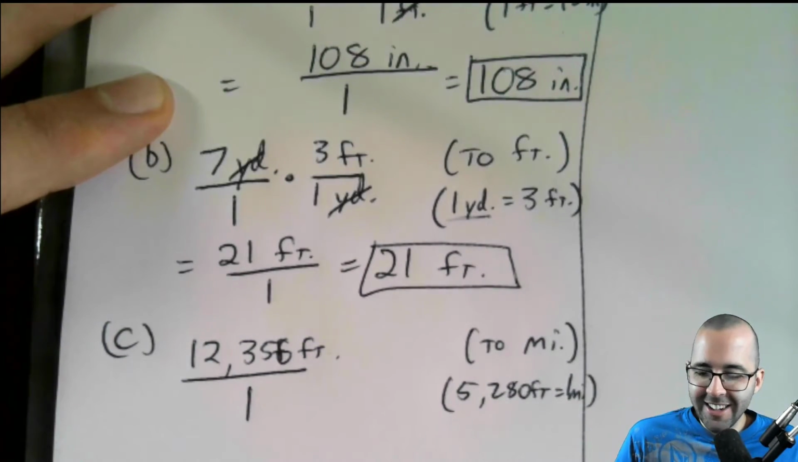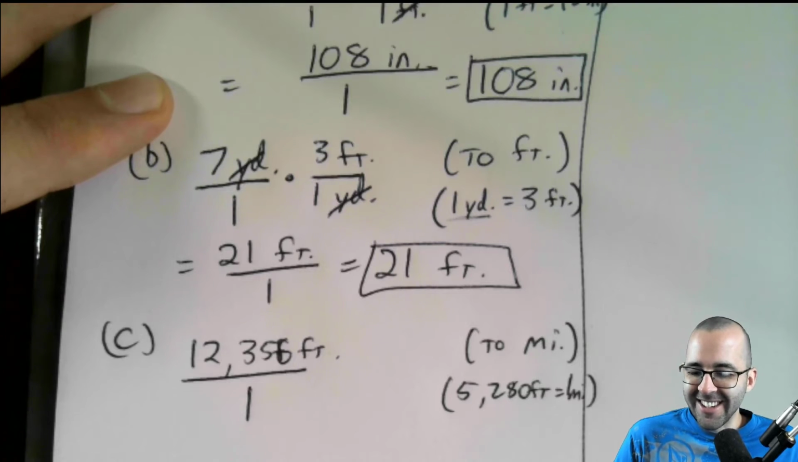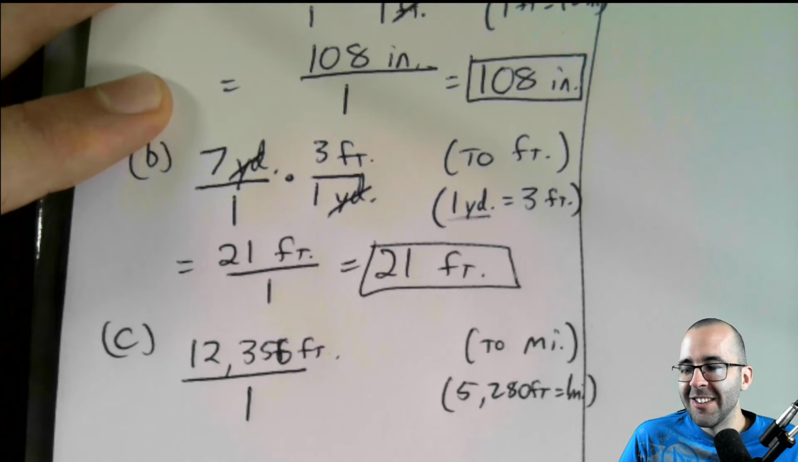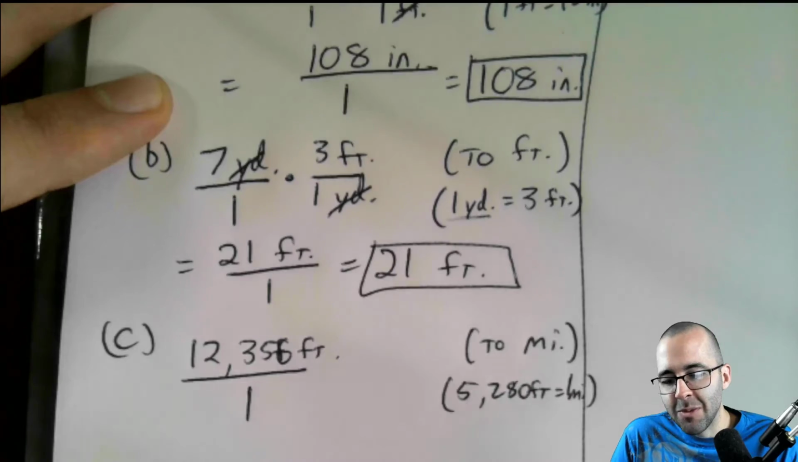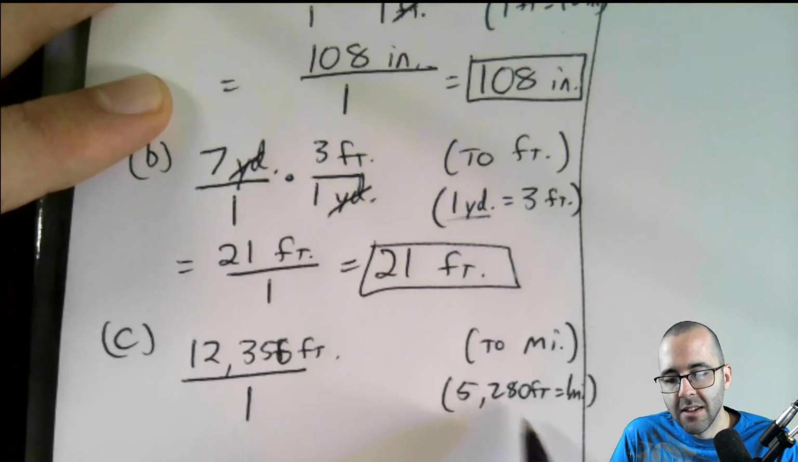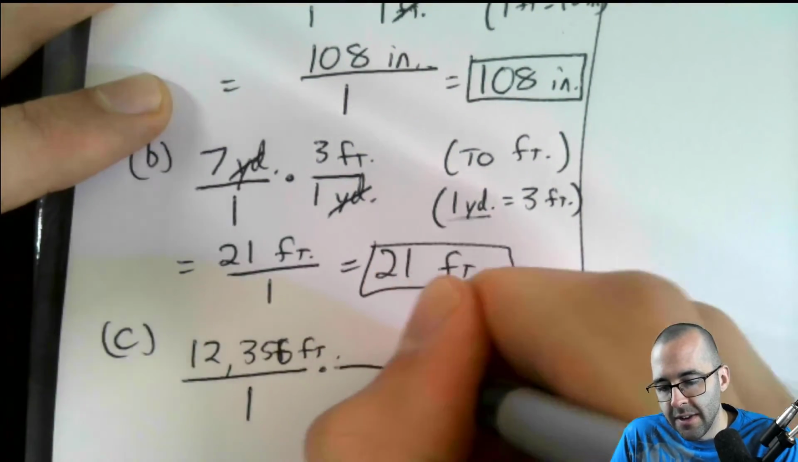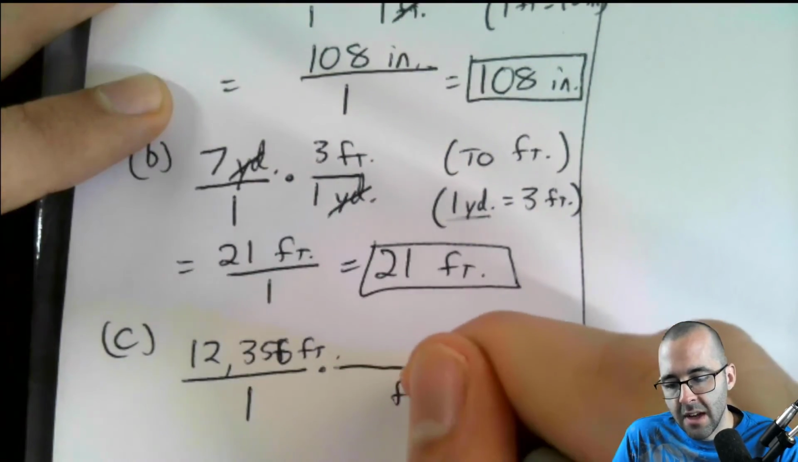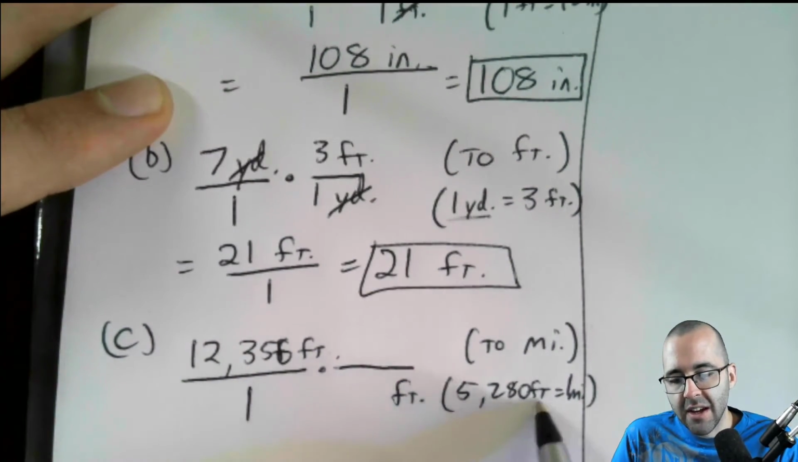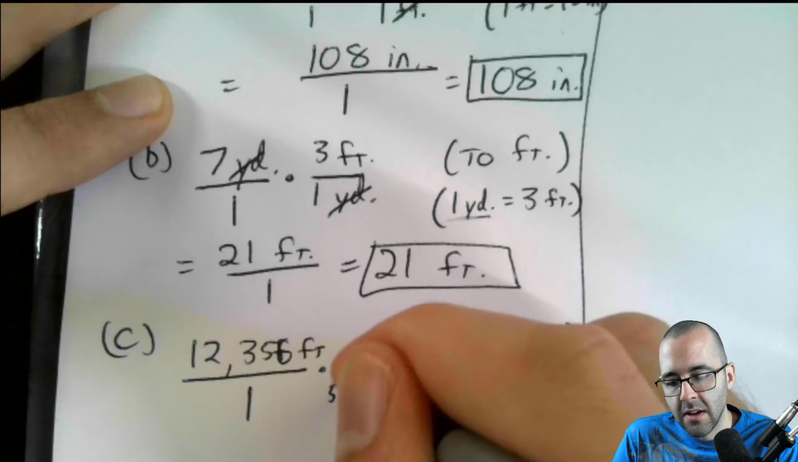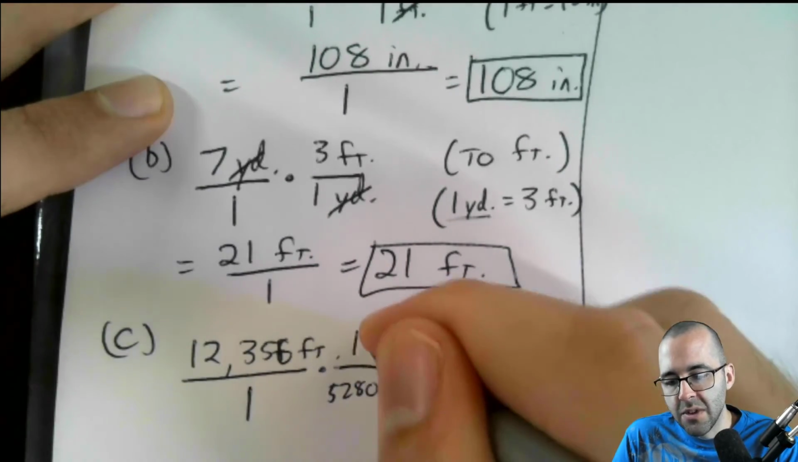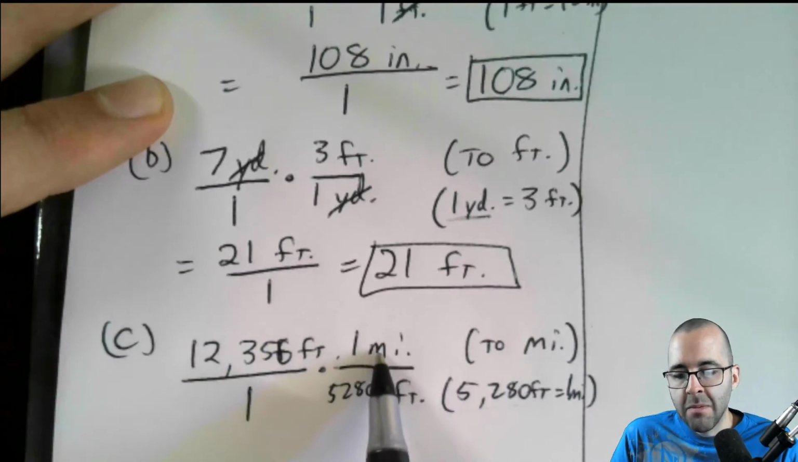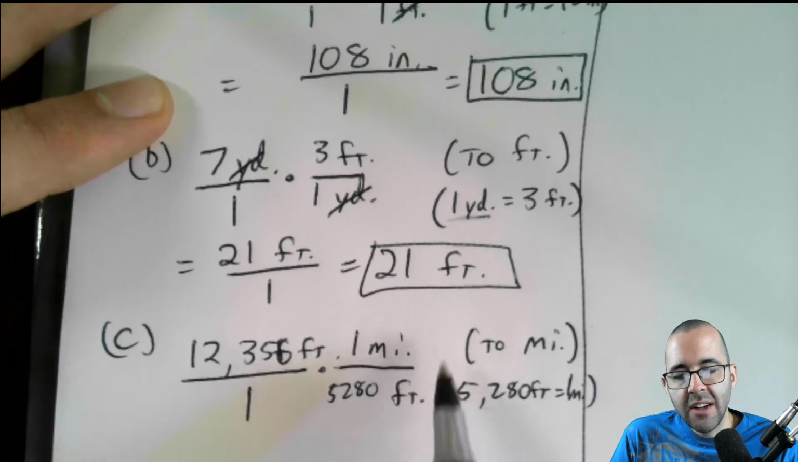These numbers are getting too big for my little column. So we need to multiply by a fraction involving these two numbers. Again, we're going to put feet on the bottom because we want the feet to cancel. How many feet? 5,280 feet, and that's equal to 1 mile. 1 mile is the same as 5,280 feet, so it's fine to multiply our number by this.